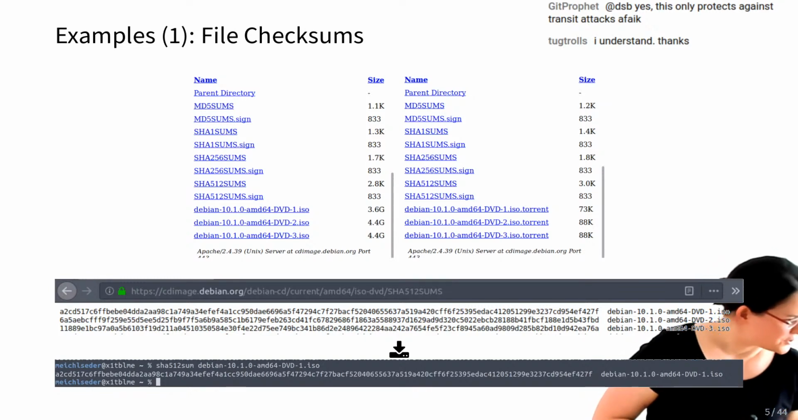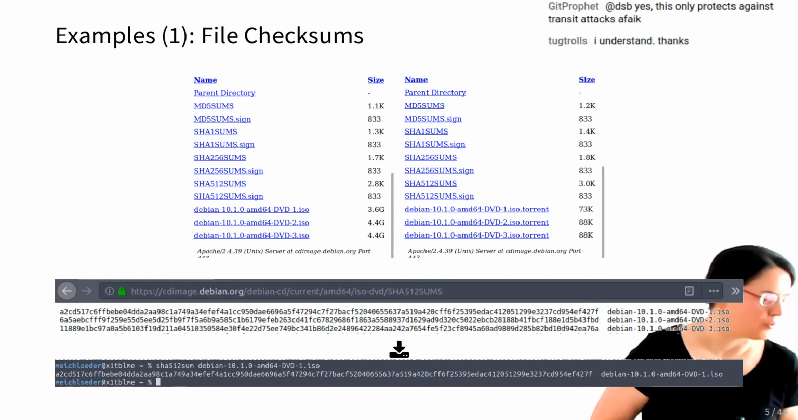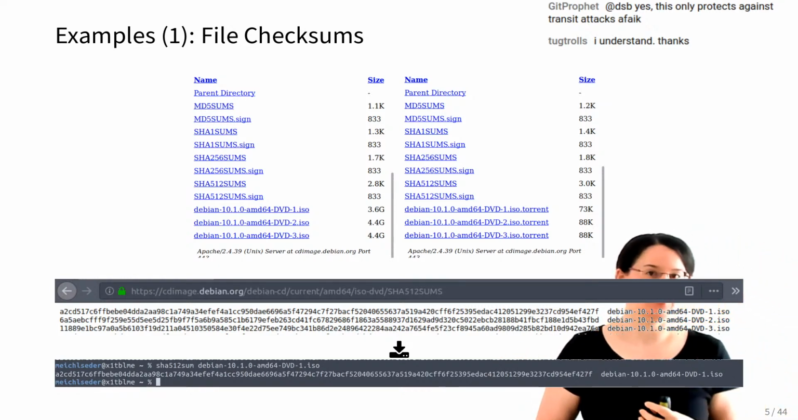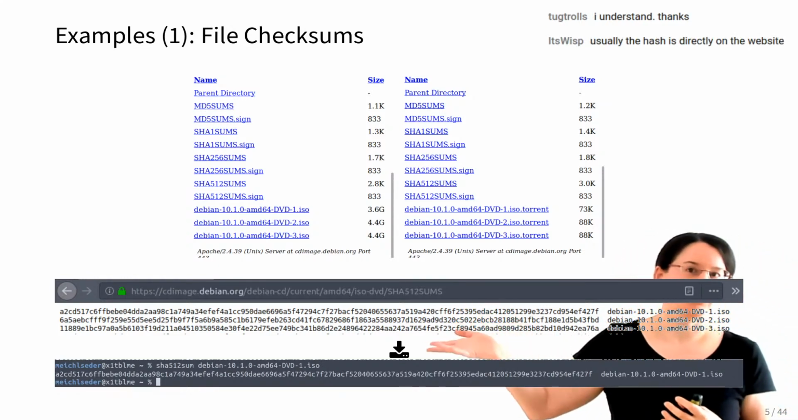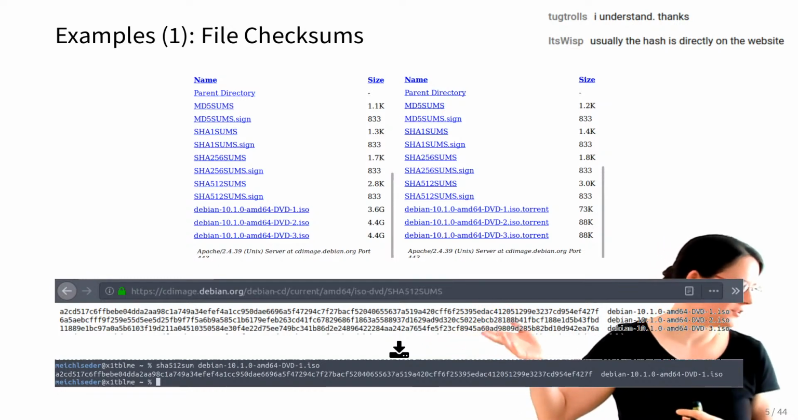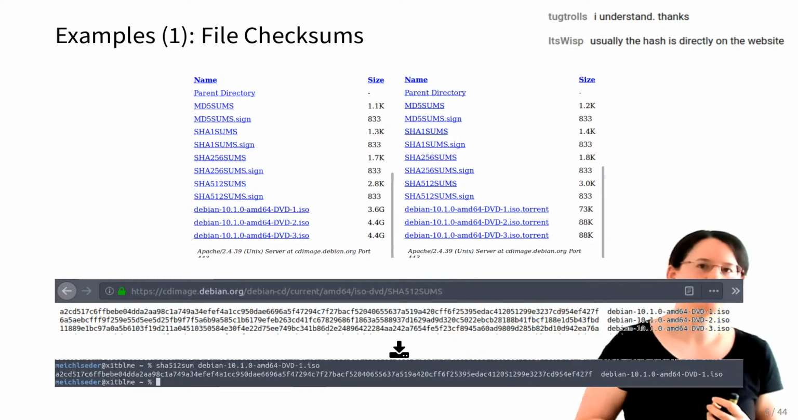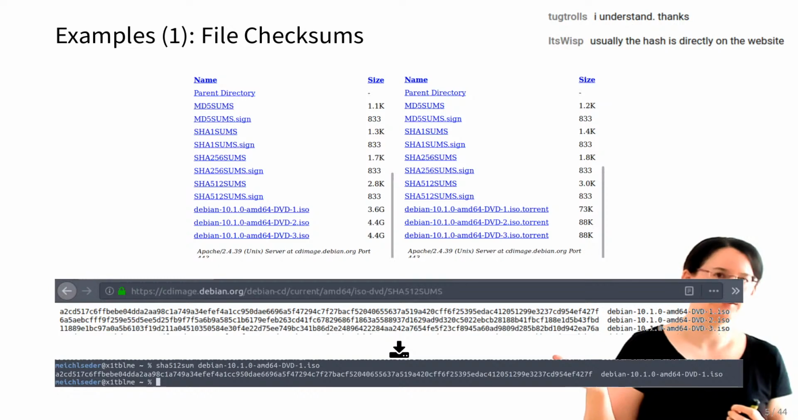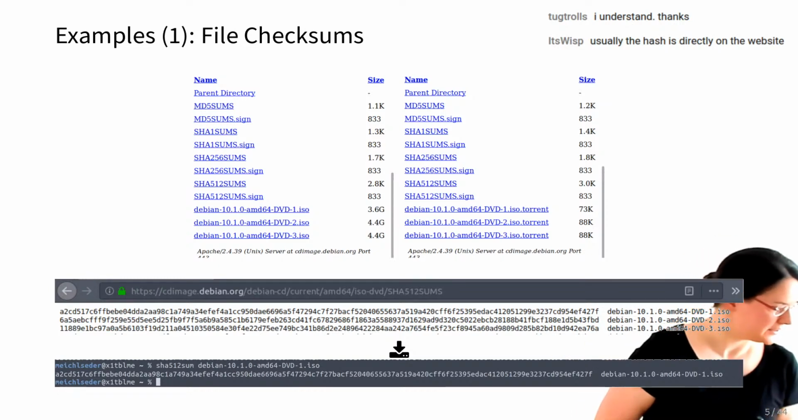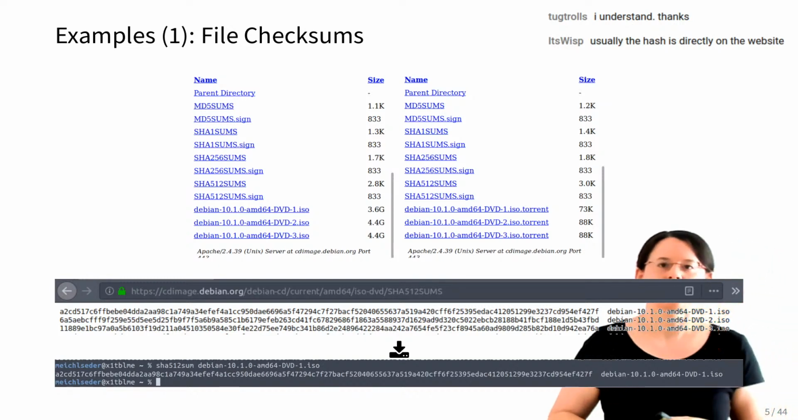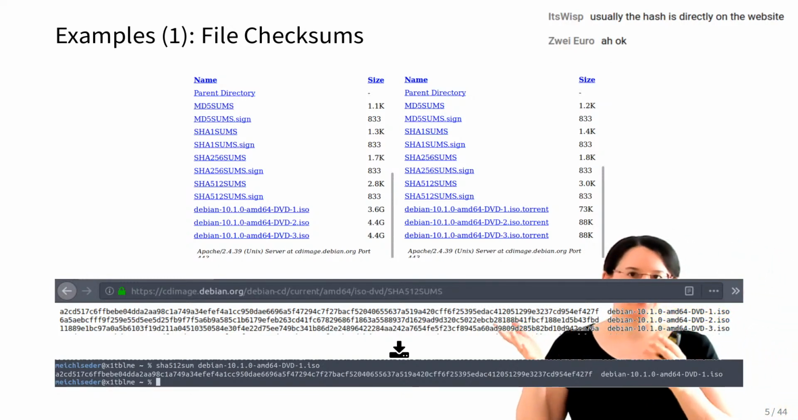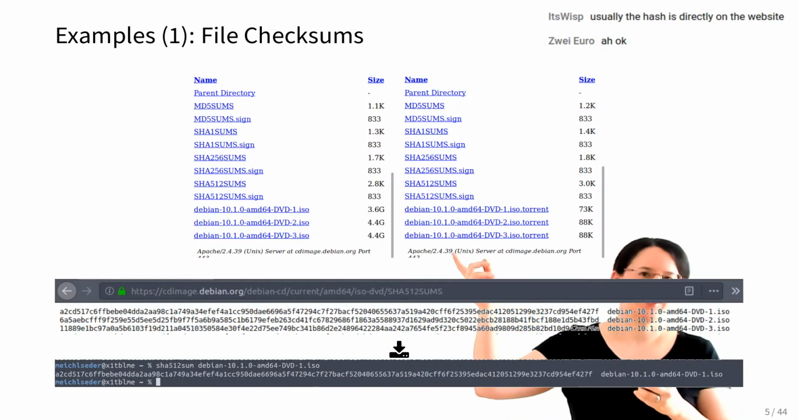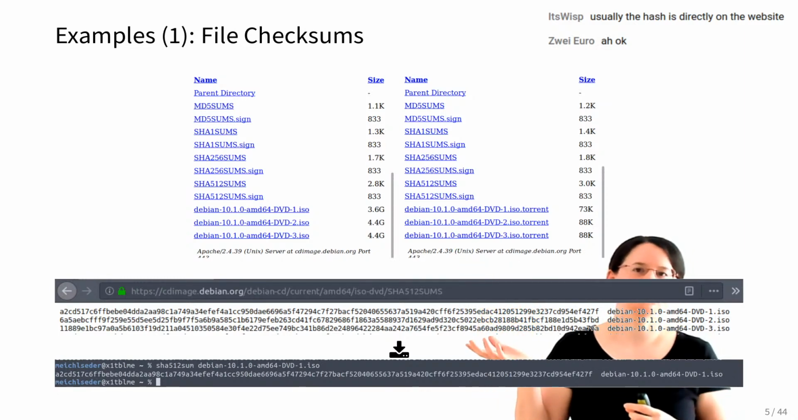So what other questions do we have here? If they infect the ISO, why not just also infect the SHA file? Well, because it's transmitted over a different channel. The ISO is over torrent, where more people have the option to manipulate it, whereas fewer people are able to manipulate the website, whether on the server or in transit. Okay, usually the hash is directly on the website. Yes, exactly. So it makes no sense to download the hash and the file from the same source.